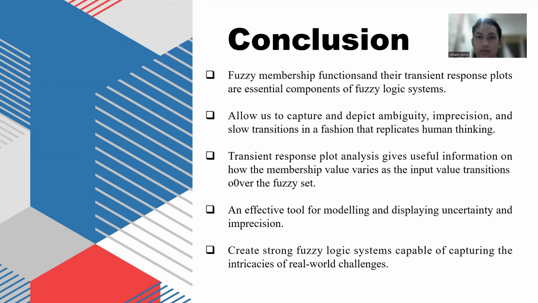Lastly, there is the conclusion. First, fuzzy membership functions and transient response plots are essential components of a fuzzy logic system, which allow us to capture and depict ambiguity, implication, and slow transitions in a fashion that replicates human thinking. Next, transient response plot analysis also gives useful information on how the membership value varies as the input value transitions over the fuzzy set. Next, it is also an effective tool for modeling and displaying uncertainty and implication. Lastly, we can create strong fuzzy logic systems capable of capturing the intricacies of real-world challenges.